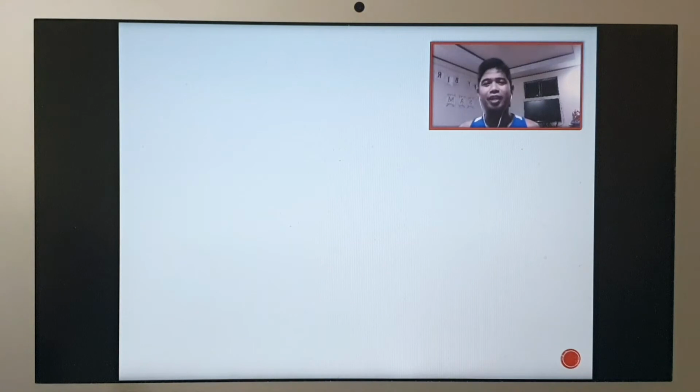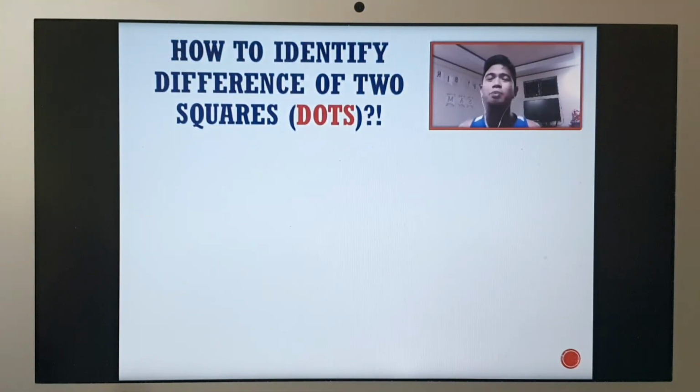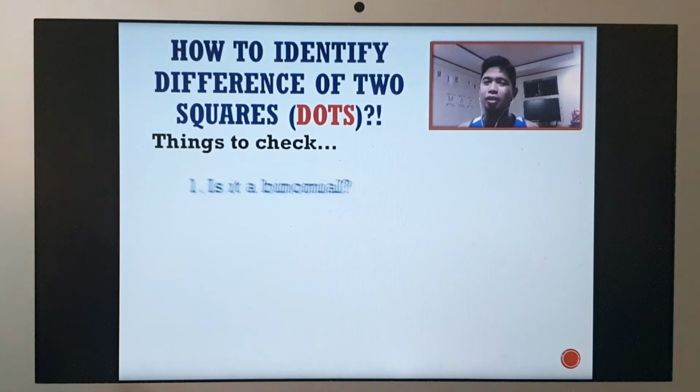So let's begin. First, we need to know how to identify if the given polynomial is a difference of two squares or not. And how do we do that? Here are the things you must check. Number 1. Is it a binomial?